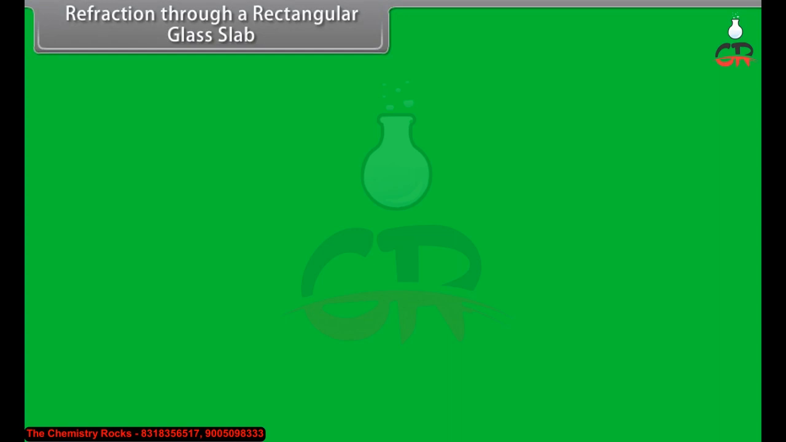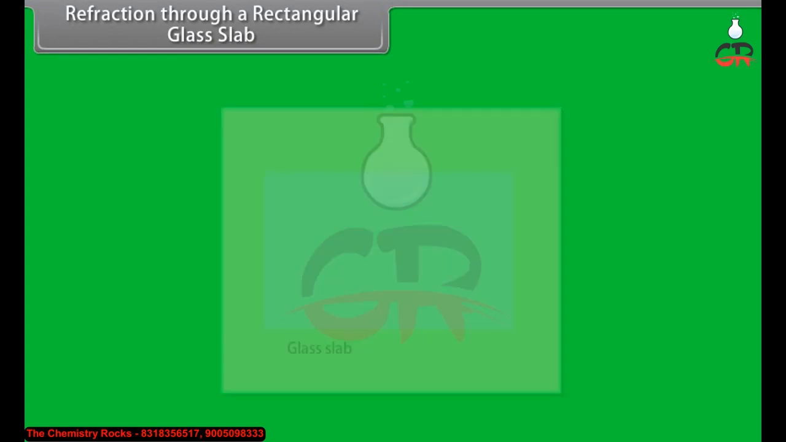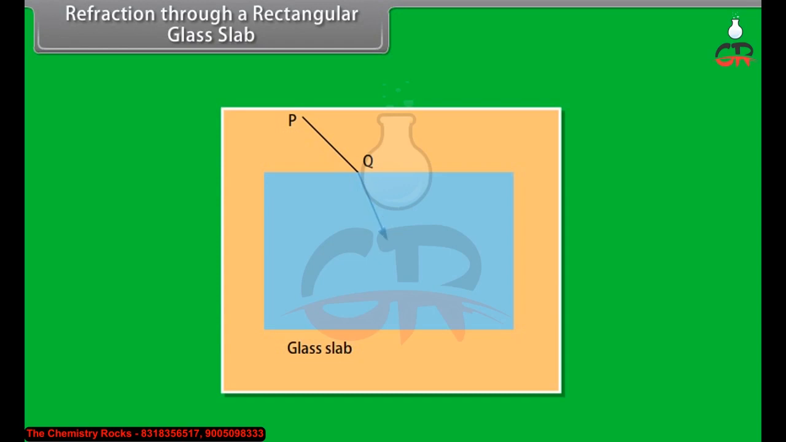Refraction through a rectangular glass slab. Consider a rectangular transparent slab made of a material of refractive index n. Let a ray of light PQ enter from air at Q. This ray is refracted at the upper surface of the glass slab and moves along QR within the slab. At R, it is refracted again and emerges into the air.